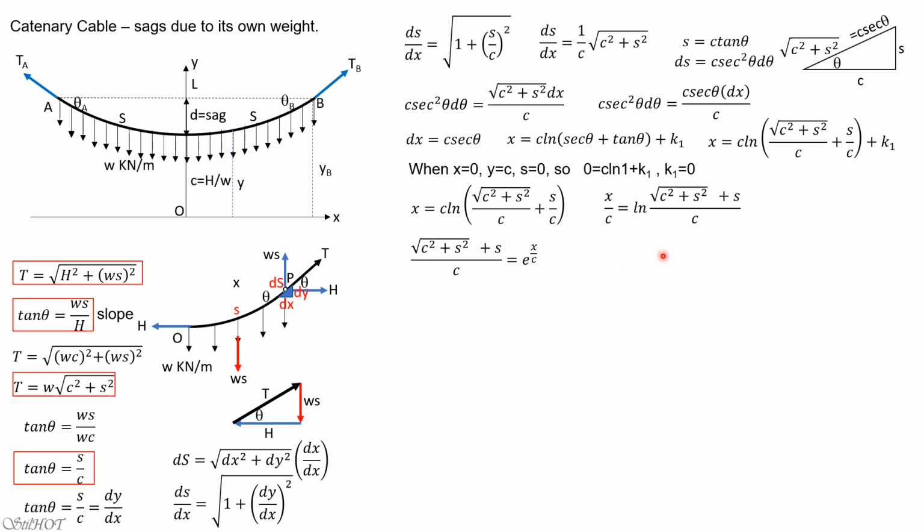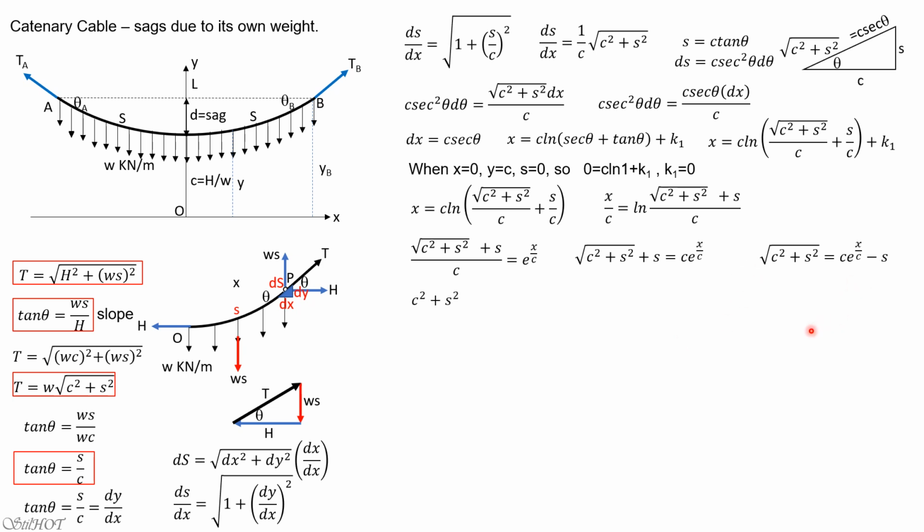So remember, if you have y equals ln of x, then if you want to solve for x, it is e to the y. Just like this, this expression here is equal to e to the x over c. Then cross multiply: square root of c squared plus s squared plus s equals c e to the x over c. Transpose s to the right. So square root of c squared plus s squared equals c e to the x over c minus s.